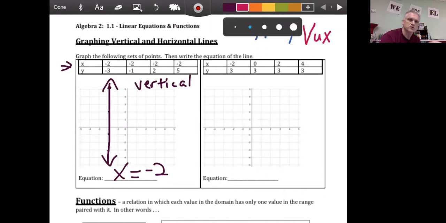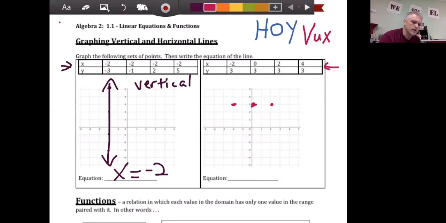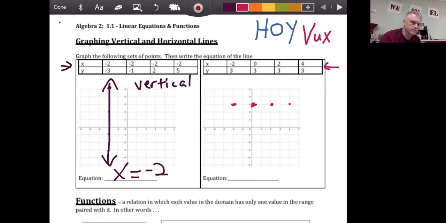So let's change our color up here, and let's take a look at the second line. Okay? The second line has the point -2, 3. So left 2 and up 3. Has the point 0, 3. Has the point 2, 3. And it has the point 4, 3. Okay, we connect the dots.